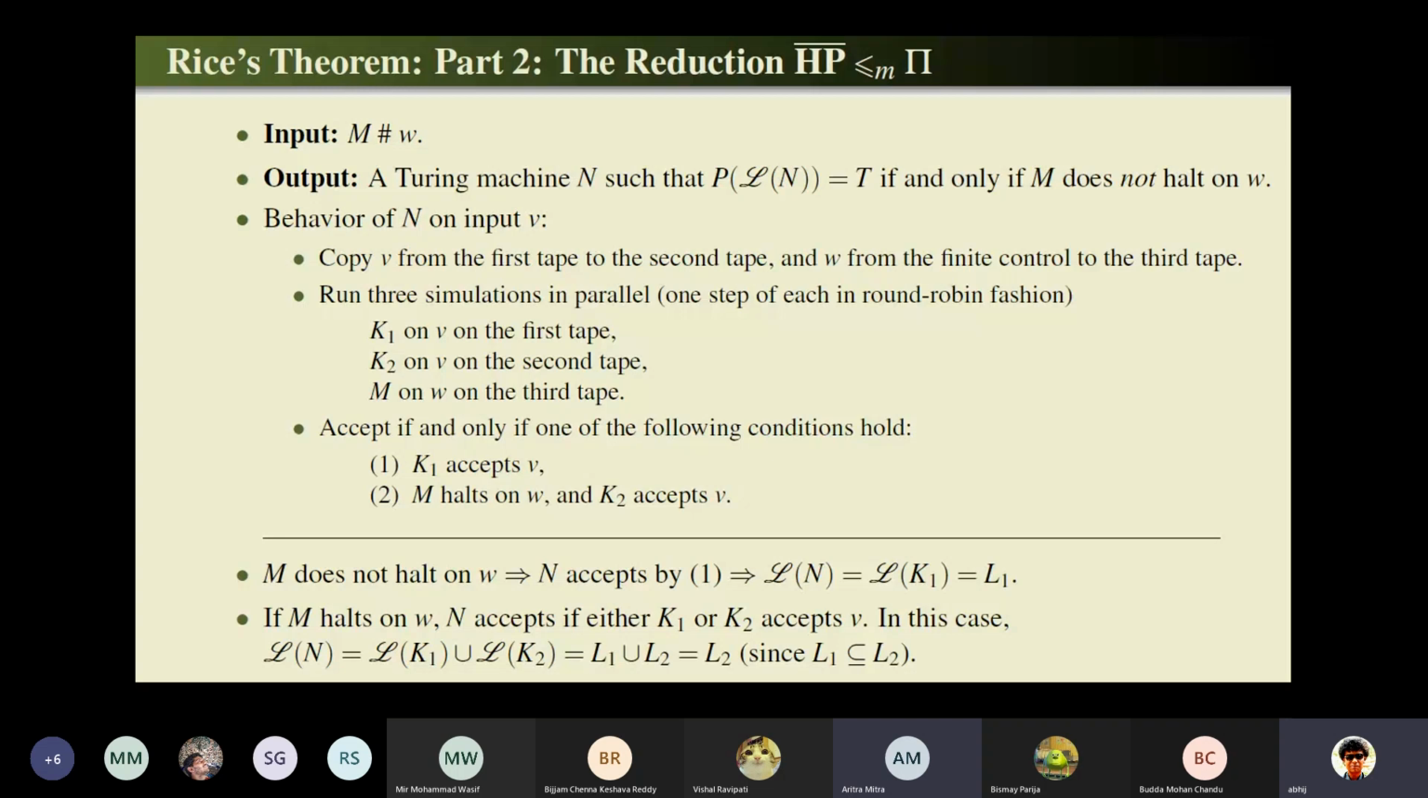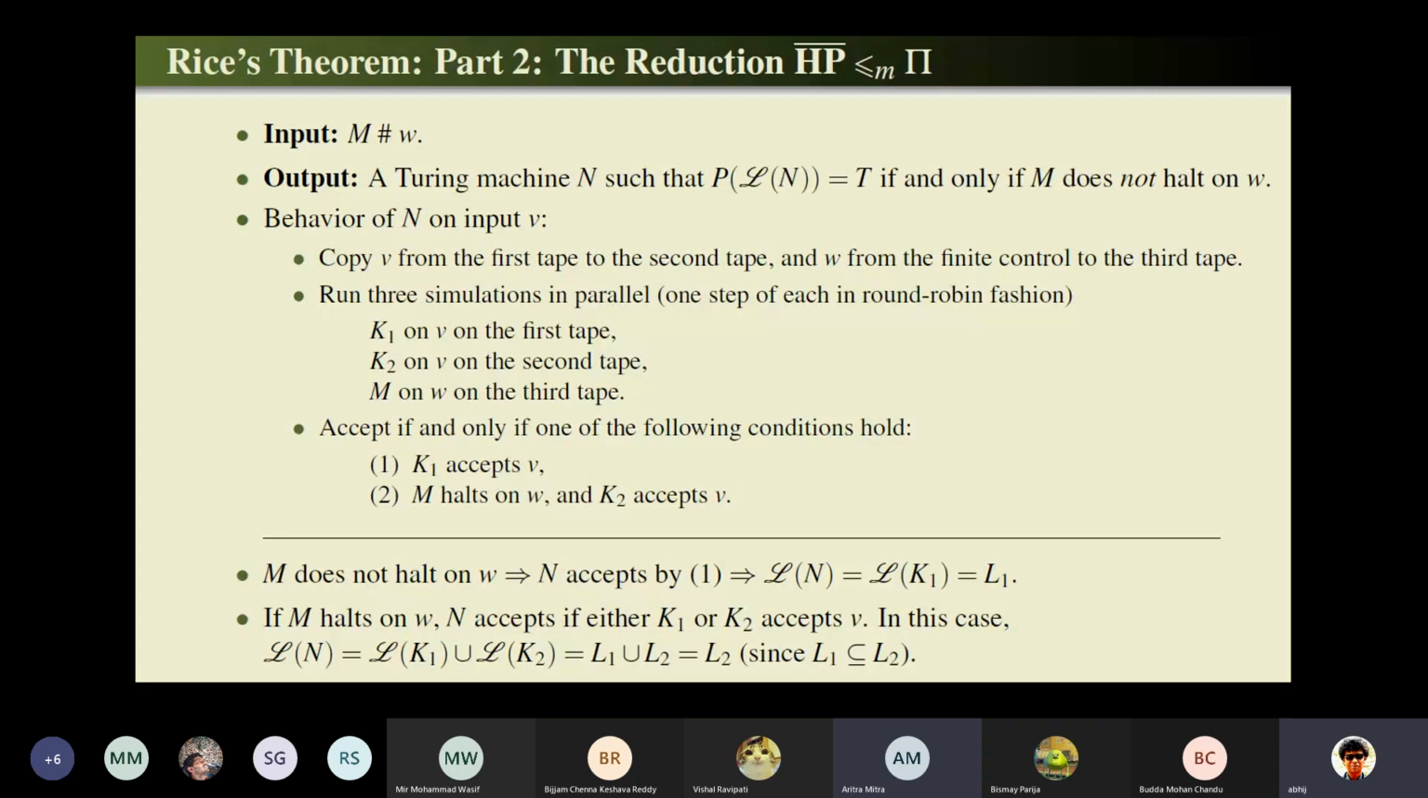L1 will get accepted on the K1 on V step, and anything which is not in L1 will not be accepted in that step. And if it halts, we go to M on W, and then K2 on V. Okay, you write it down properly. Of course, I didn't mention that this is the only way of doing it. Certain sequentialization may also work.